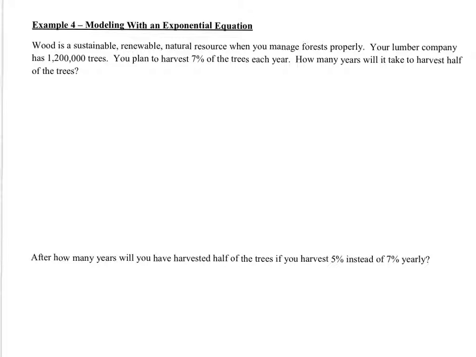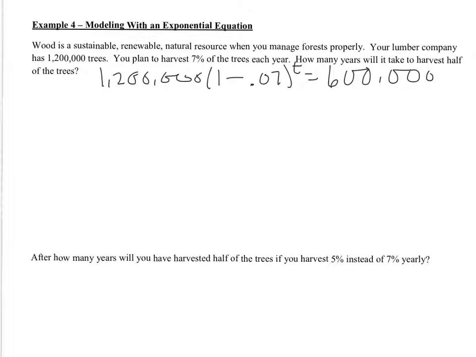So we have to go back to that 7.1 where what we start with is our 1,200,000. And we are subtracting 7% each year. And how long will it take to harvest half the trees? So we don't know the time here, and it's equal to 600,000. So now that we know how to solve, we don't have to use the table.